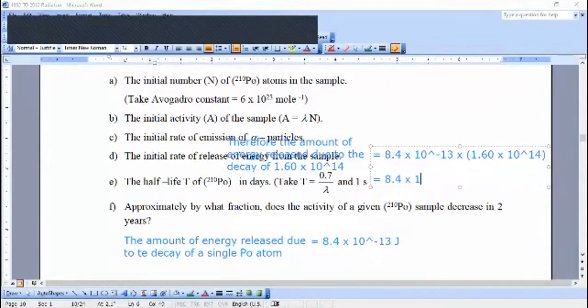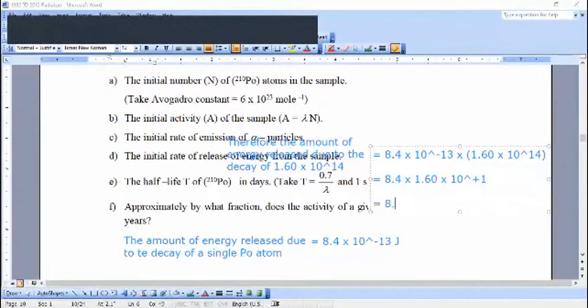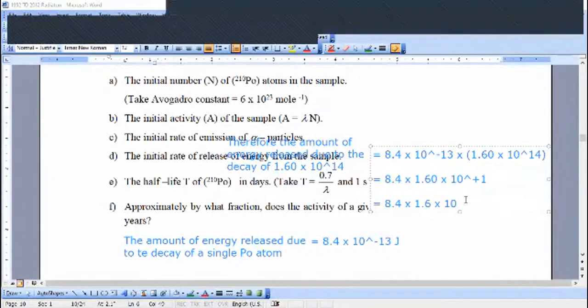8.4 multiplied by 1.60 into 10 to the power minus 13, and 10 to the power plus 14. So 10 to the power minus 13 multiplied by 10 to the power plus 14 means 10 to the power plus 1. 10 to the power plus 1 means 10. So we have to multiply 8.4, 1.6 and 10. If we multiply all these numbers, we will get, let me check.